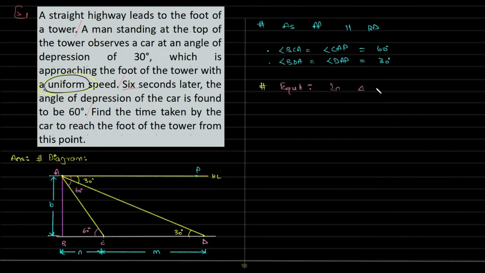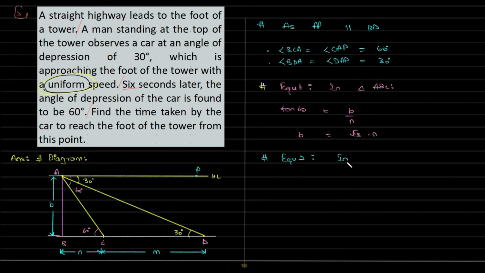In triangle ABC, tan of 60 is opposite by adjacent. So this is root 3. So B is equal to root 3 into N. Right? So next is equation 2.